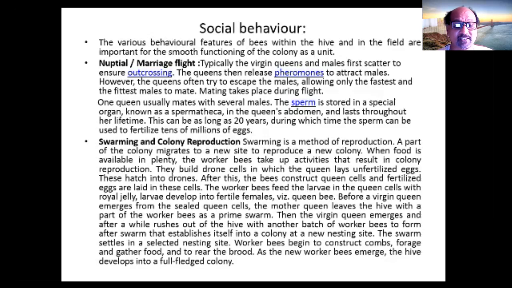The swarm settles in a selected nesting site. Worker bees begin to construct combs, forage and gather food, and rear the brood. As the new worker bees emerge, the hive develops into a full-fledged colony. So this is known as the multiplication of the colony, or colony reproduction, in conditions where food is plentiful.